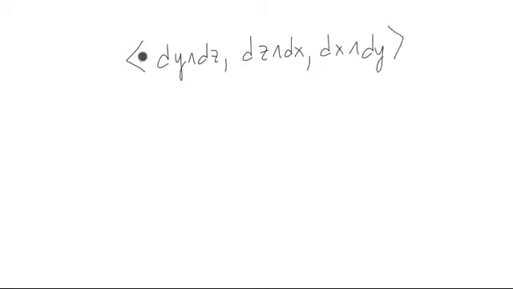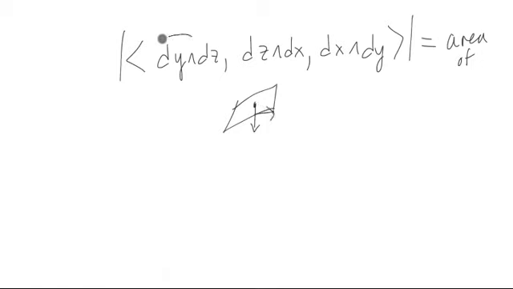Let's talk about this vector of areal projections, dydz, dzdx, and dxdy. The magnitude of this turns out to be the actual area that we're interested in of the little parallelogram. So this parallelogram right here has areal projections. This is the areal projection onto the YZ plane. This is the areal projection onto the ZX plane. This is the areal projection onto the XY plane.